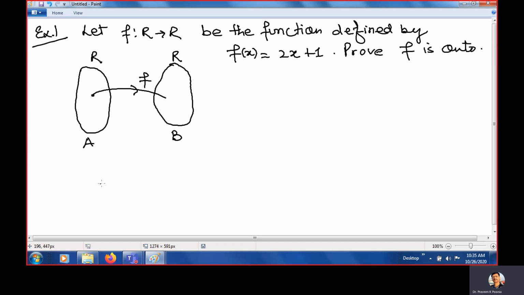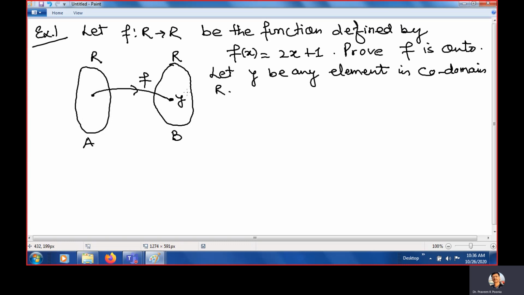So how are we going to do it? Look, we will search for an element y here. We will take one element y here. Let y be any element in the codomain R.